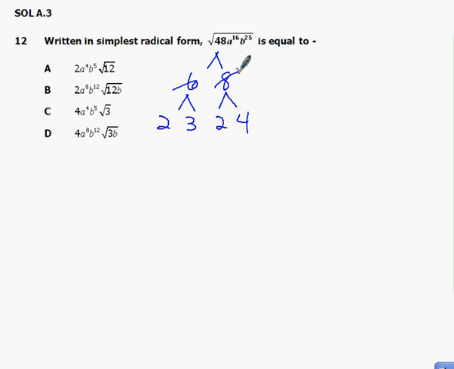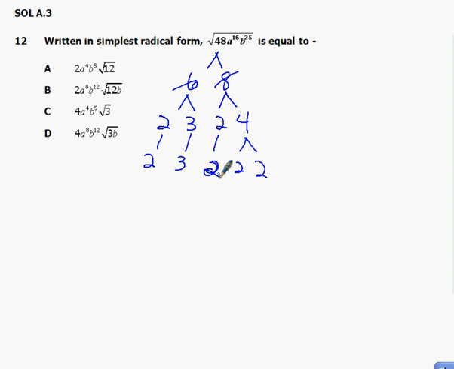Now, we're going to get back to those variables in a second. All right, so take the 2 and the 3. Those are done. The 2 here is done. So I'm just going to bring them down so we don't forget about them. The 4 can go down to a 2 and a 2.